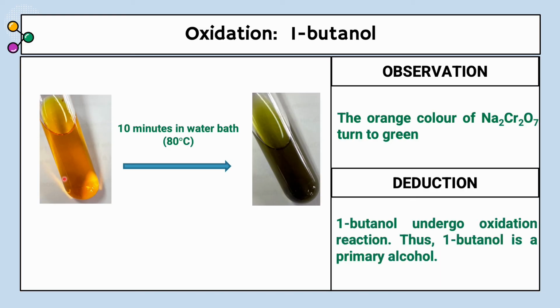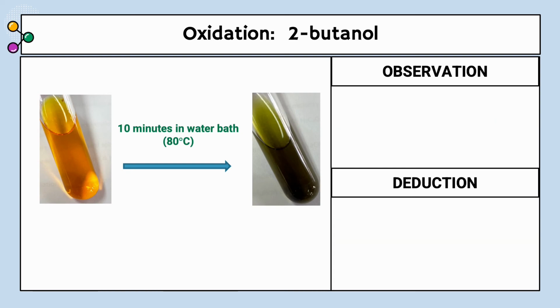Okay, so deduction saya boleh buat adalah 1 butanol undergo oxidation. Sebab apa? Sebab ada color changes. Dichromate bertukar warna, maknanya berlakunya proses oxidation. So 1 butanol undergo oxidation, thus 1 butanol is a primary alcohol.